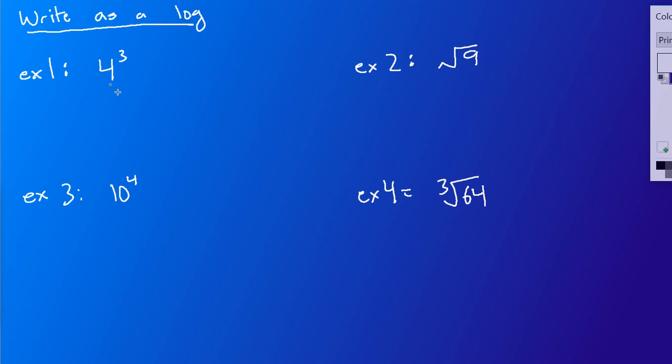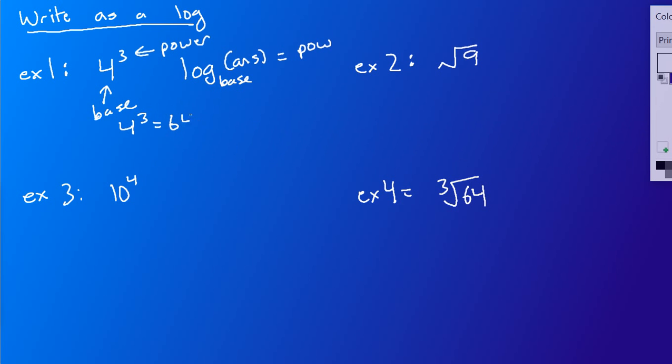Here we have an exponent, and I can write this exponent as a logarithm. This is my base right here, and this is my power, or my exponent right here. So my logarithm takes this form, log, and here's my base. Right here goes my answer, if I were to get an answer for this, and that should equal my exponent, or my power. So, right here I have 4 to the third, so I'm going to need to fill this in. 4 to the third is actually 64.